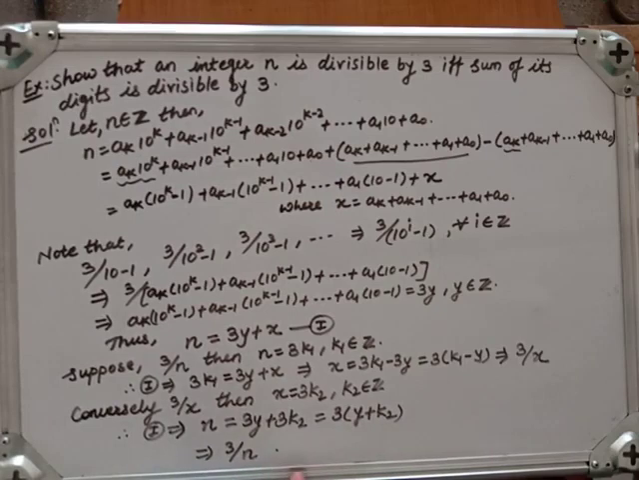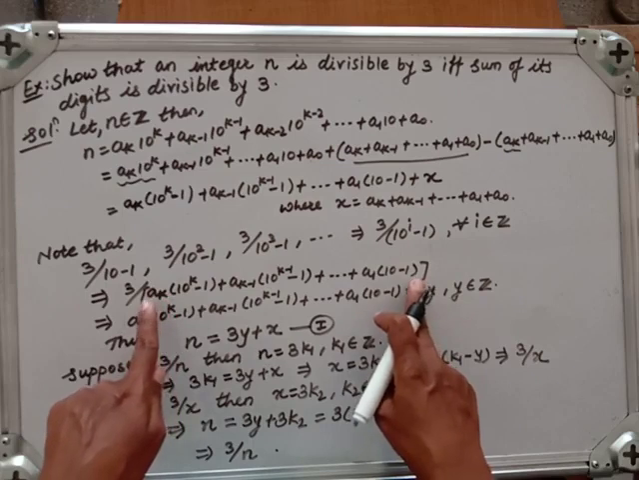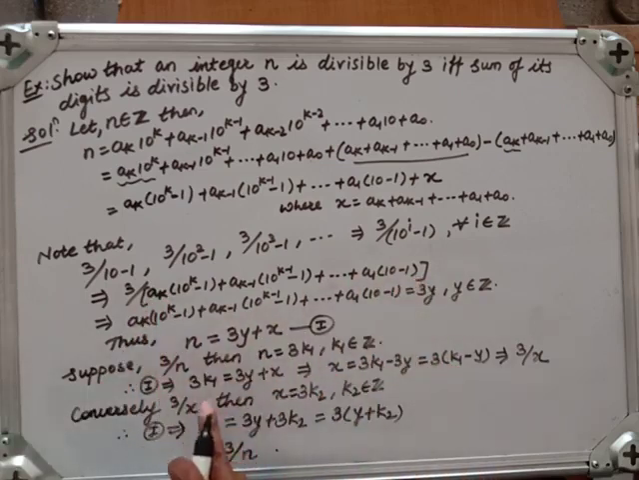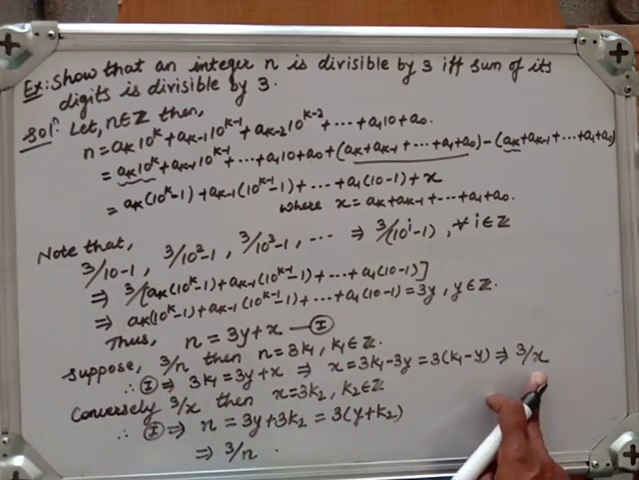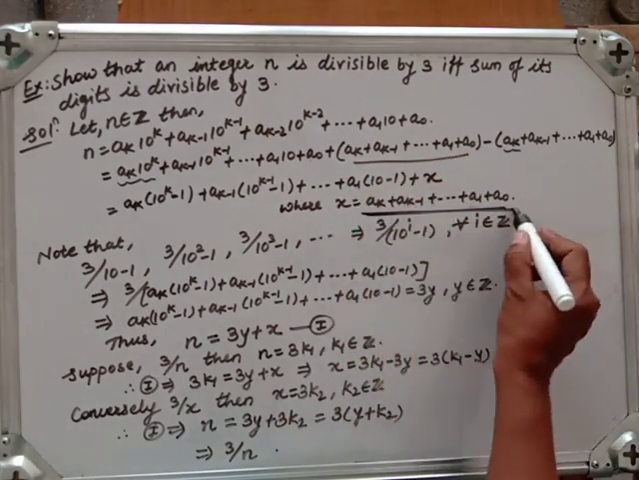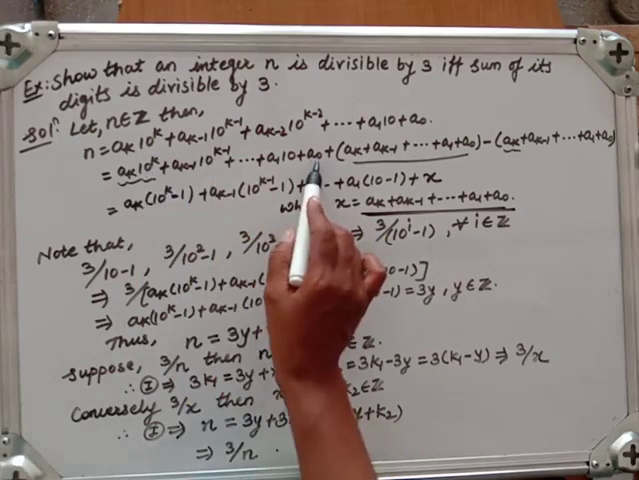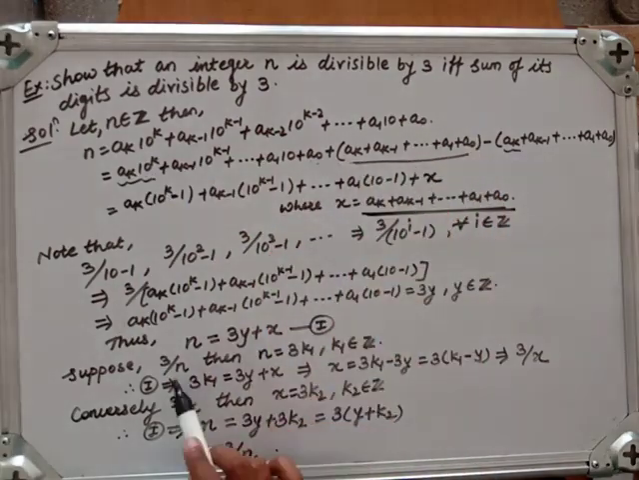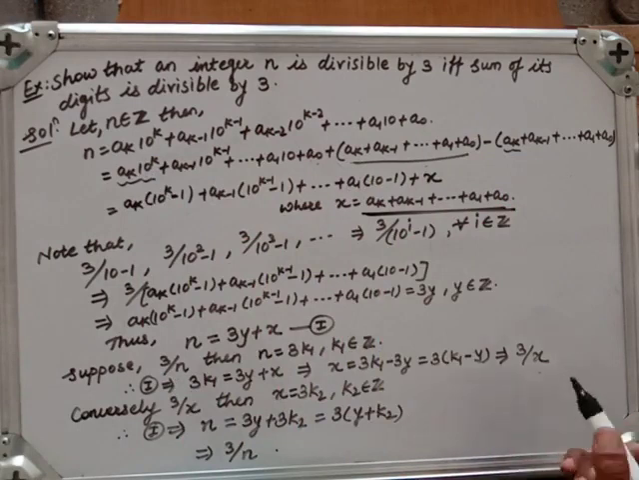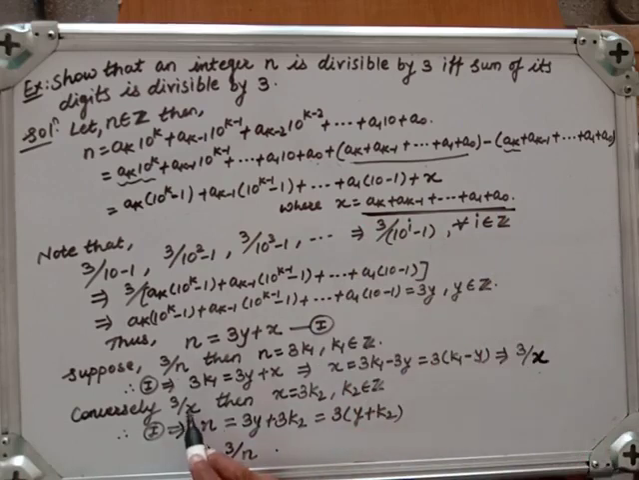So the same thing we had proved: we have added the digits of the number, and we had proved when 3 divides that number, 3 also divides the addition. Here this x is nothing but the addition of those digits, from the decimal expanded form. So when 3 divides n, we had proved 3 divides x, that is the addition of the digits of that number. And when 3 divides the addition, then 3 also divides n.